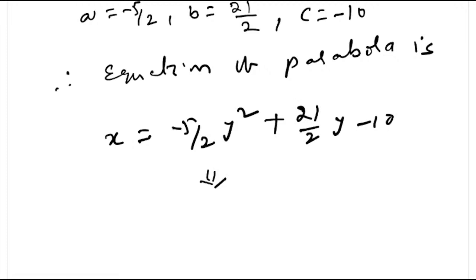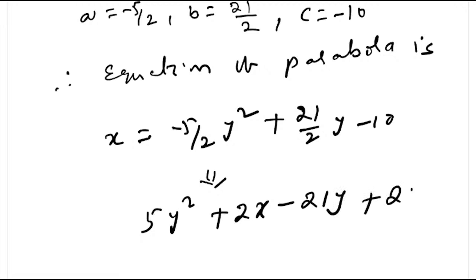You still have to simplify, don't leave it directly like that. 5y square plus 2x minus 21y plus 20 equal to 0.